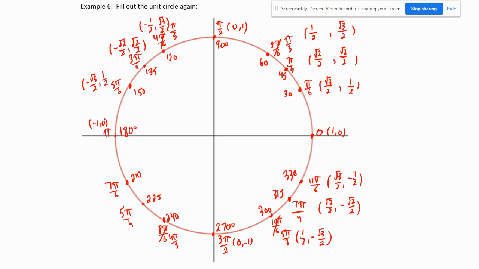Now I can take the points in quadrant 2 and reflect them down in the x-axis to get my points in quadrant 3. In this one, the numbers are going to be the same as the ones up here, but the x and y's are both negative in this quadrant. So we have negative root 3 over 2, negative 1/2, negative root 2 over 2, negative root 2 over 2. We have negative 1/2, negative root 3 over 2. And there is our very sweet unit circle that we filled out.